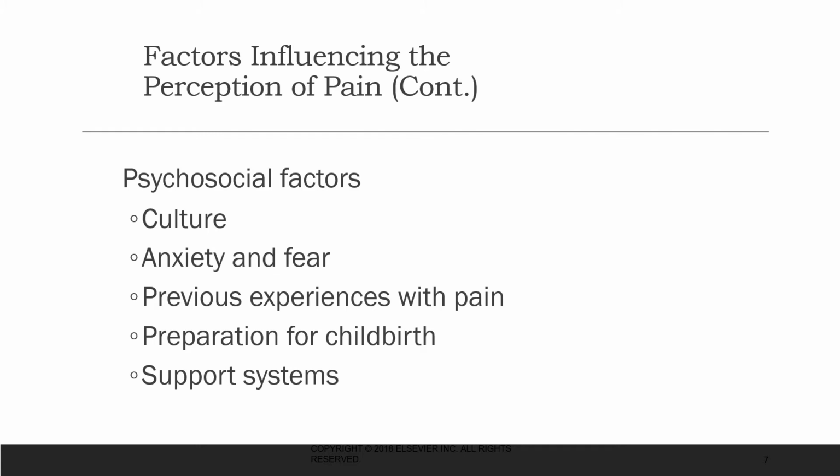Their preparation for childbirth, are they informed? Have they had prenatal care? Do they kind of have an idea of what to expect? Do they ask questions? Do they have a birth plan? Because we want to know their birth plan. If they don't want to have an epidural, we want to support that, and if they change their mind, we want to support that as well. And of course, a laboring mother needs to have some sort of support system. A spouse, a significant other, a parent, a sibling, a close friend, someone there to help them and support their experience.